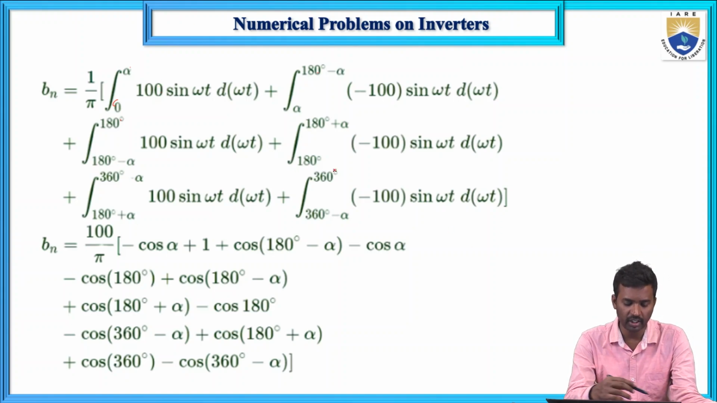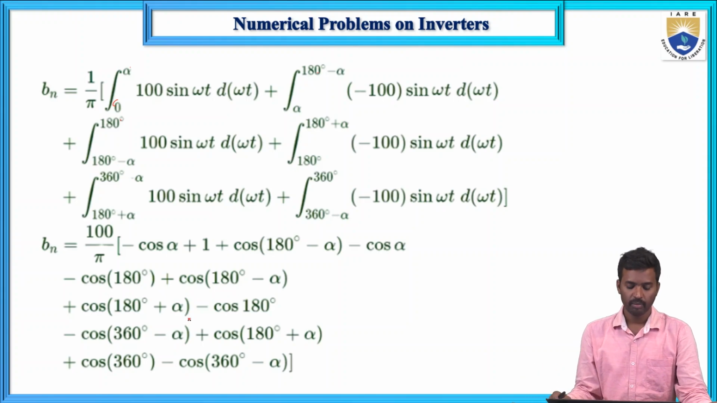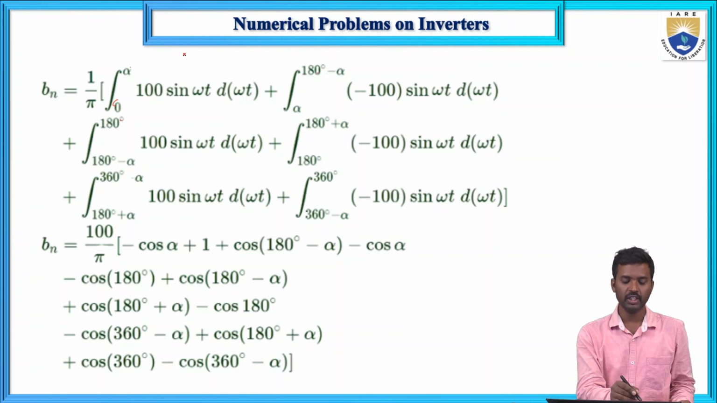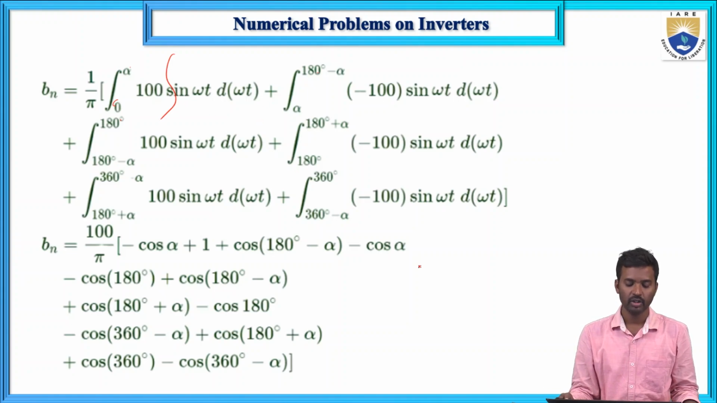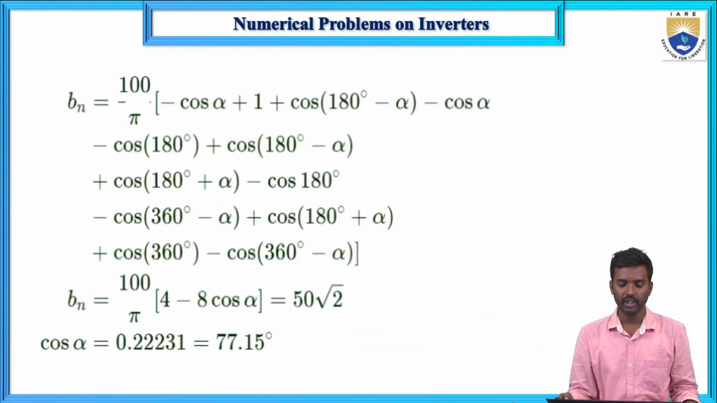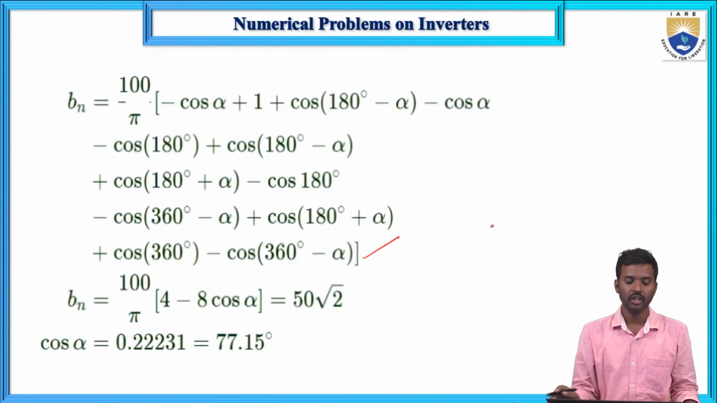So the simplification here: minus cos alpha, if you integrate, is minus cos alpha plus 1 plus cos(180 minus alpha), minus cos alpha minus cos 180 plus cos(180 minus alpha), cos(180 plus alpha) minus cos(180 minus alpha) minus cos(360 minus alpha) plus cos(180 plus alpha), cos 60 minus cos(60 minus alpha). Just integrate this sine, you will get minus cos alpha from 0 to alpha. Substitute that interval, you will get this one. And next here, bn equals this one, the simplification is this one.